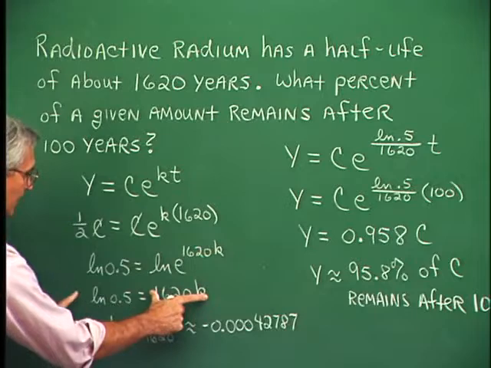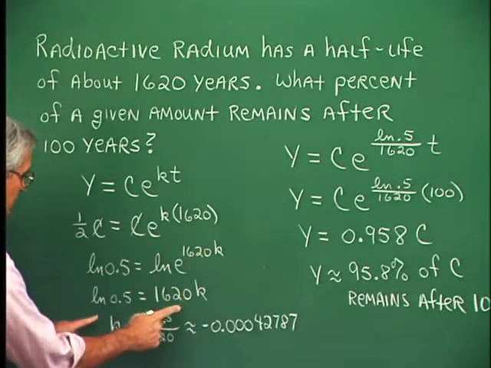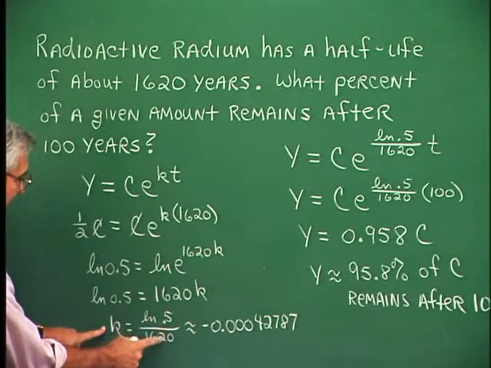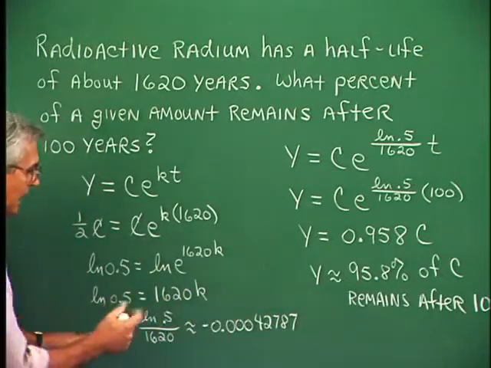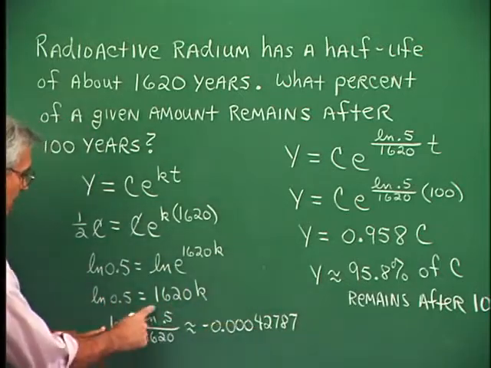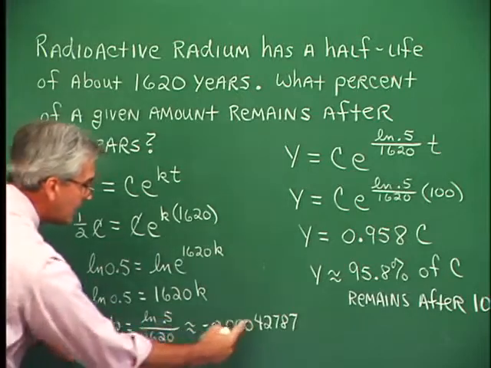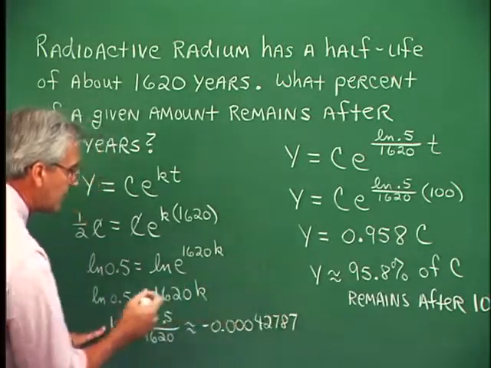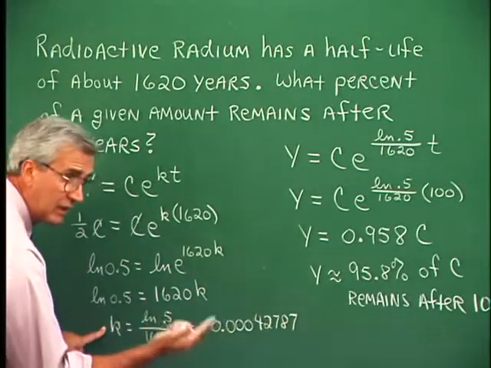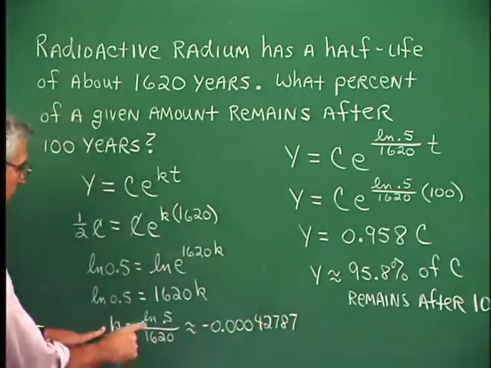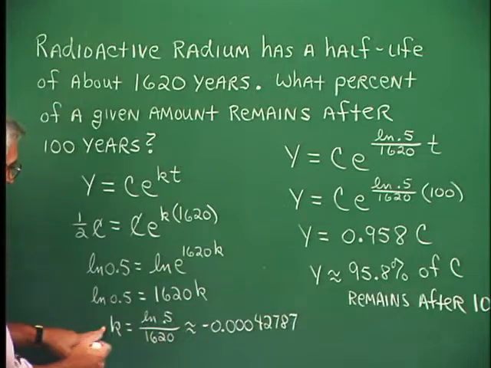ln e goes out, so we have this, then we divide on both sides by 1620 to find k to be ln 0.5 over 1620, or approximately this very long-winded decimal. I think I'd rather use this value in the model rather than this value. This is an awful lot of digits to write, plus this is more accurate. That's an approximation, even though it's a very close approximation. It's an approximation, and this is simply more exact.